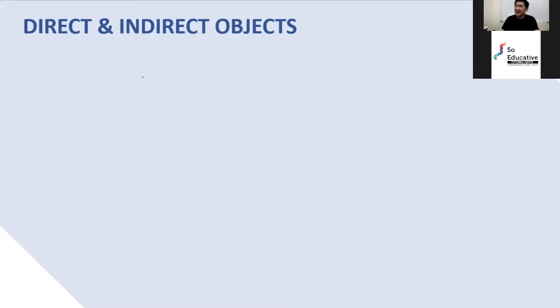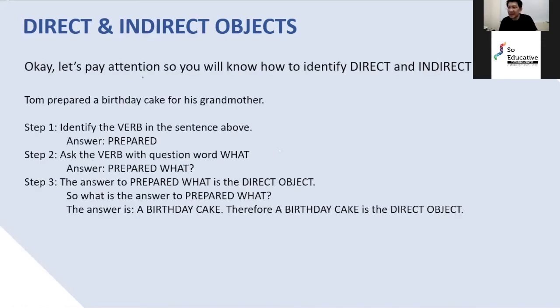Okay. Let's go through another example. Pay attention. Tom prepared a birthday cake for his grandmother. So step one, identify the verb. Which one is the action word? Here, this is the action word, prepared. So this is the verb.